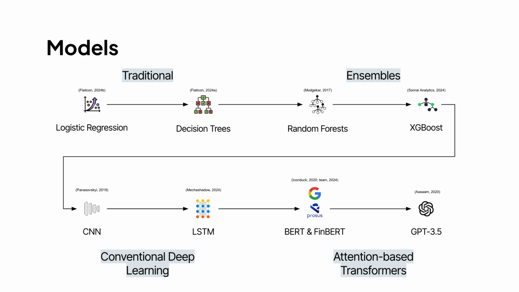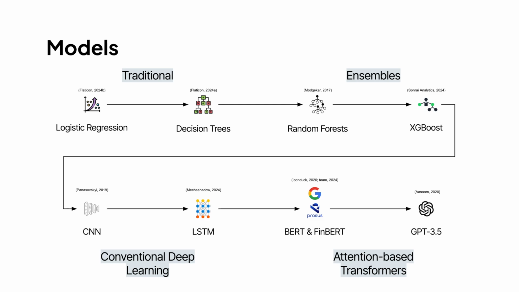Now let's describe and contextualize the various types of machine learning models we've used in this study. First, we have traditional models. Logistic regression is a fundamental statistical approach that models the probability of a default category. It's straightforward and effective, particularly when we have a linear relationship in our sentiment data.